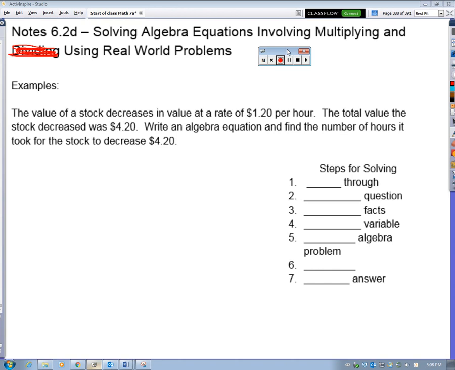Okay, here comes our first problem. Let's get right into it and see what we got. Here are our steps just like before. We're going to read through the problem. Read through it, see if you can get a visual of what is going on.